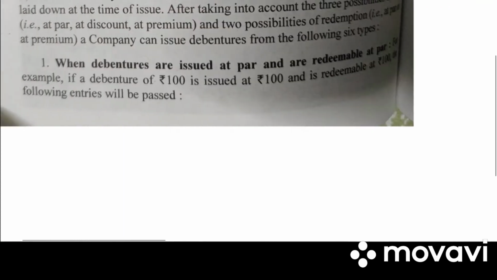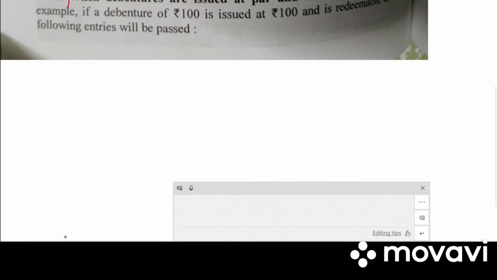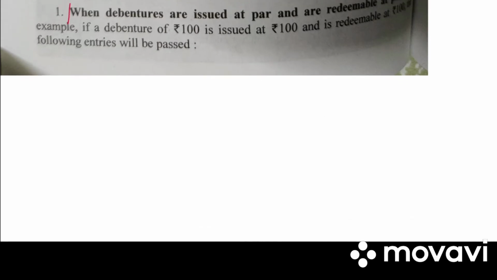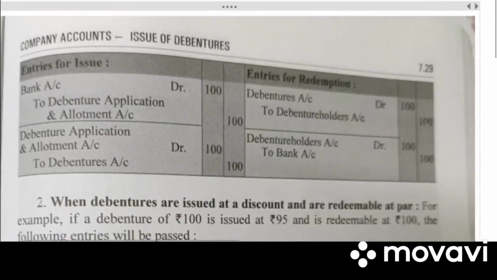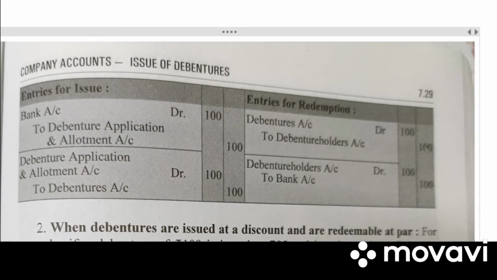So write down the first one. When debentures are issued at par and redeemed at par. So say for example, if a debenture of 100 is issued at 100 and is redeemed at 100, what will be the following entry? You should make two columns. First will be entry for issue and next will be entry for redemption. So what is the entry for issue? It is bank account debited to debenture application and allotment account, 100 rupees debit, 100 rupees credit.